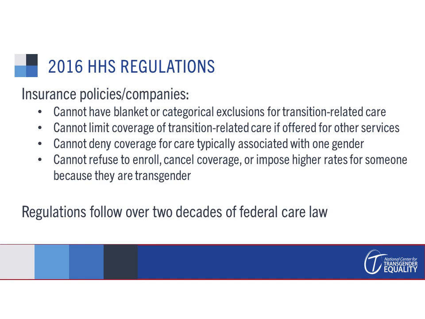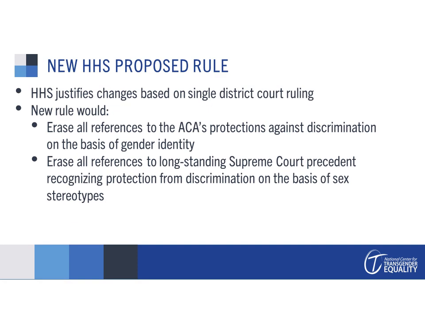The new proposed rule is in big contrast with the 2016 regulations. It is based on a single district court decision coming out of the Northern District of Texas, which many of you might be familiar with. That's Judge O'Connor's court that declared the entire ACA unconstitutional. That court issued a ruling in late 2016, on New Year's Eve actually, enjoining HHS from enforcing the parts of the 2016 rule that protected people from discrimination on the basis of gender identity and on the basis of termination of pregnancy.